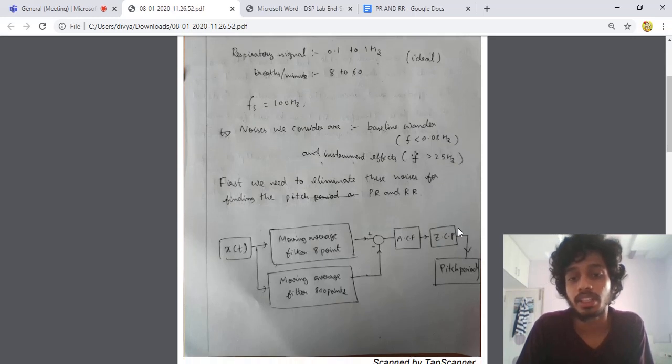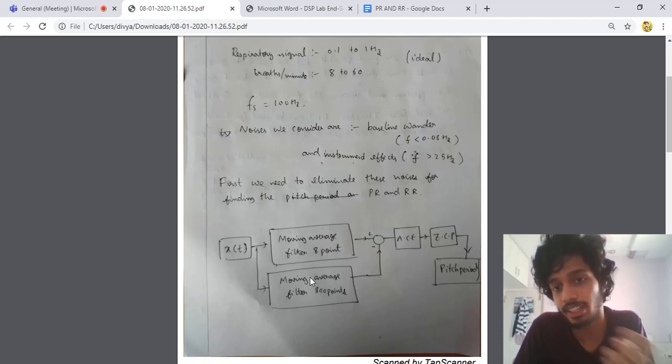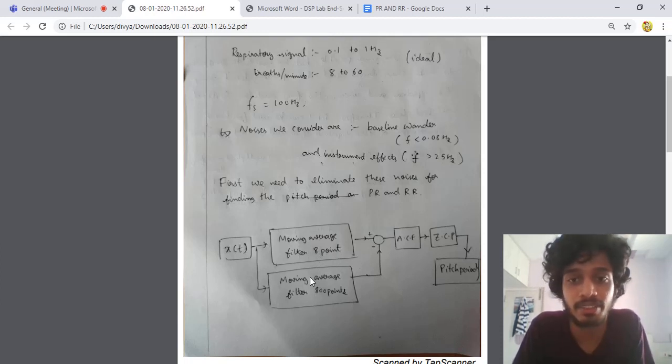In order to detect the pitch period or pulse rate and respiratory rate, we need to first clean the signal of the noises, for which we basically pass it through a moving average filter. Firstly, a moving average filter of 8 points. So what does this do? A moving average filter is basically a low pass filter. So a moving average filter of 8 points will eliminate my high frequency noises. A moving average filter of 800 points is also a low pass filter, but its cutoff frequency is very small. So this will eliminate my baseline wander component.